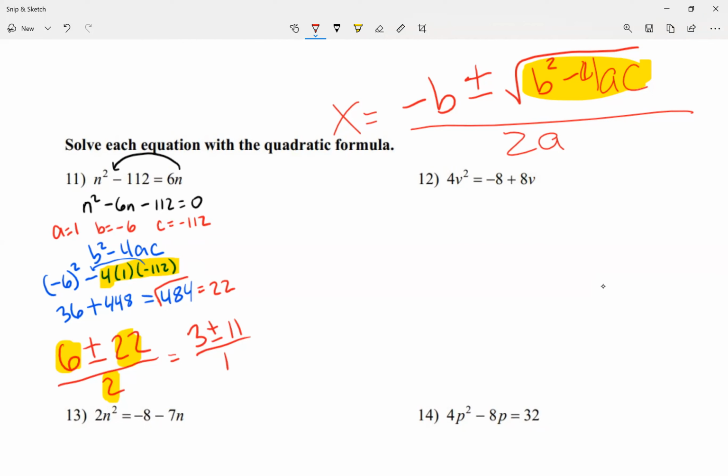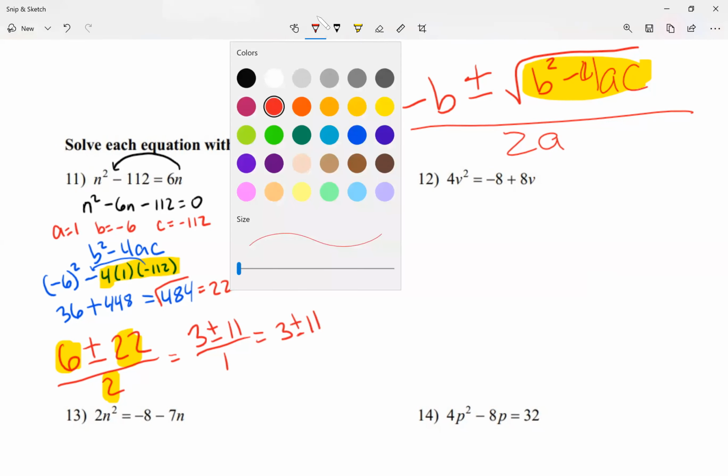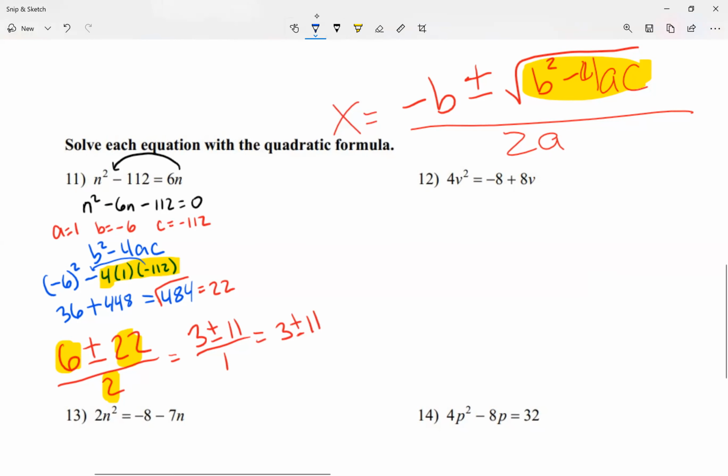Now, one thing that I know is that when I have a fraction and I have a 1 at the bottom, it's not a fraction anymore. So my answer is 3 plus or minus 11. Now, here it says solve, so I need to find my solutions. In this case, my answers will be 14 and negative 8. Right? 3 plus 11 and 3 minus 11. That's it.